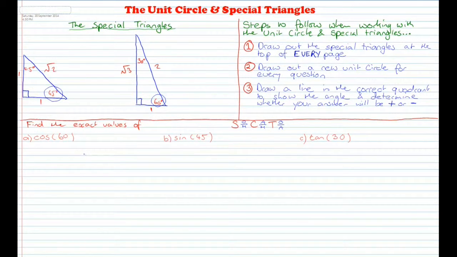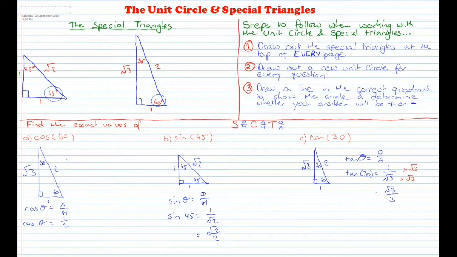So now it's time to press pause and attempt the following questions. That is, find the exact values of cos of 60, sine of 45, and tan of 30. Remember, when you're done, to press play so you can check your answers against mine. And what I recommend you do is go through and draw out the special triangles for each one just to get into the habit.